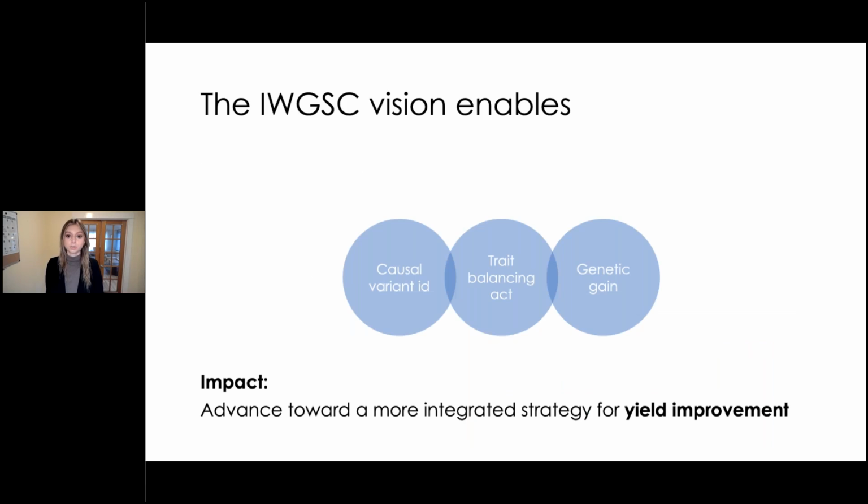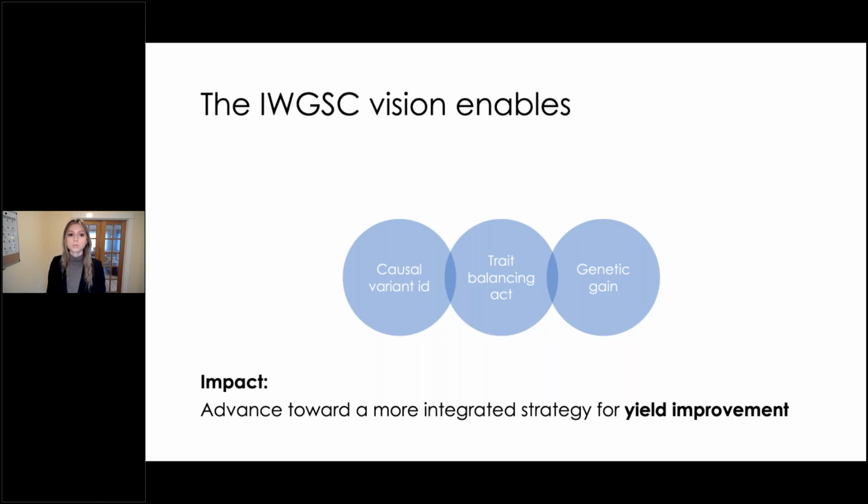So as Kelly just introduced, the IWGSC vision and toolbox enables wheat research communities to go beyond QTL mapping and identify causal variants driving desirable traits. And yield is one of the most important traits in a cereal crop, and it's highly polygenic in nature and is influenced by genetic and environmental signals and factors at every stage of plant growth. The more we understand about the causal variants underlying the trait balancing acts of yield, the better positioned we are to achieve genetic gains and ultimately advance towards a more integrated strategy to yield improvement.